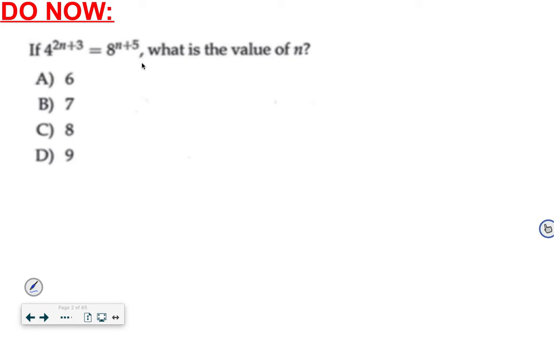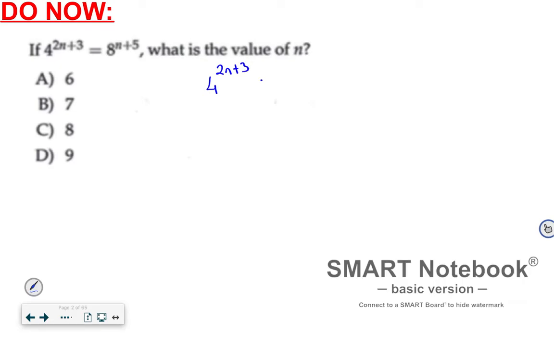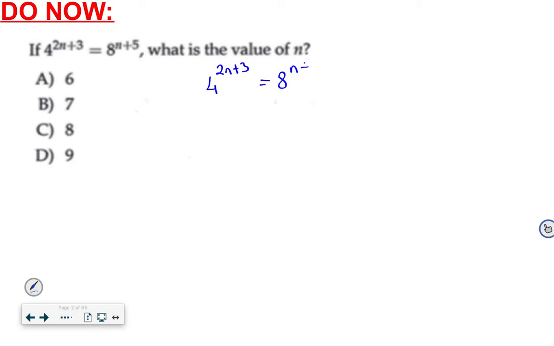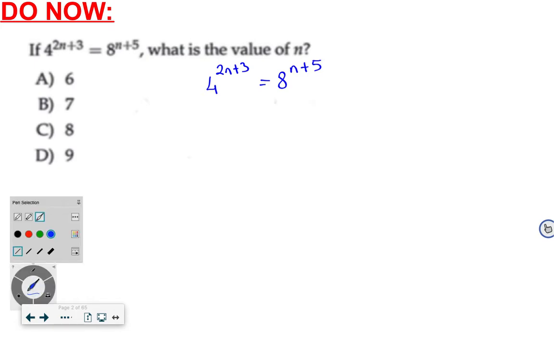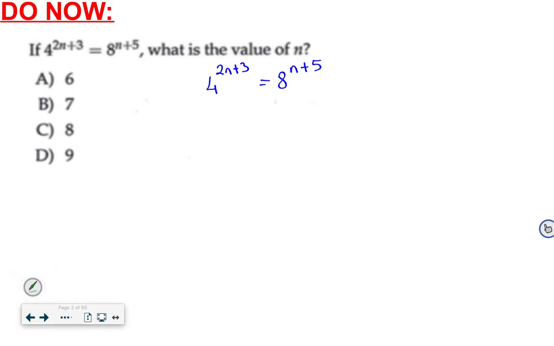To be able to solve this equation, 4 to the power 2n plus 3 is equal to 8 to the power n plus 5. If you have two exponents, you have to make sure that their bases are equal. How can I make their bases equal to each other? 4 can be written as an exponent with the base of 2.